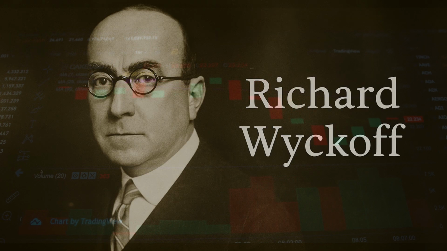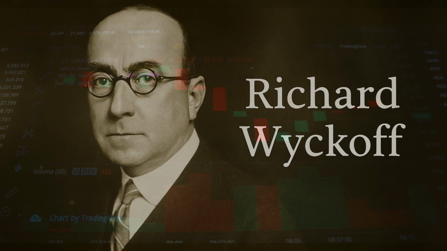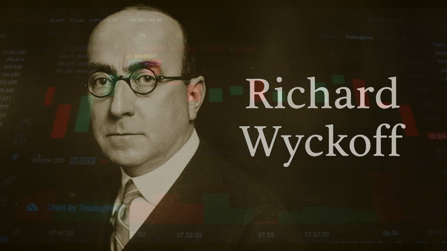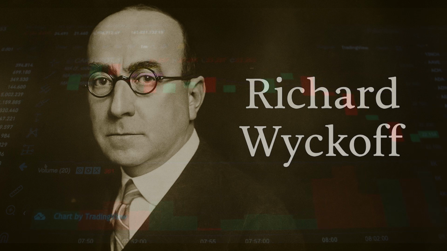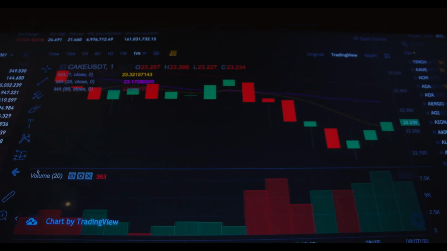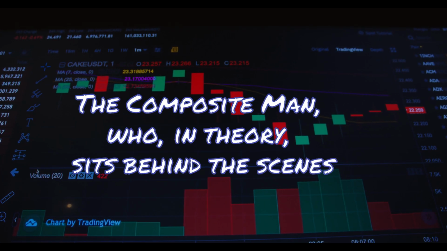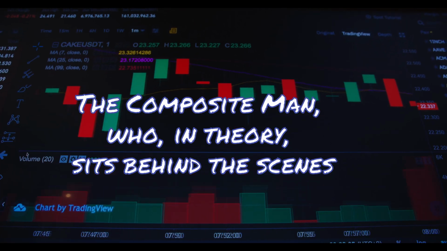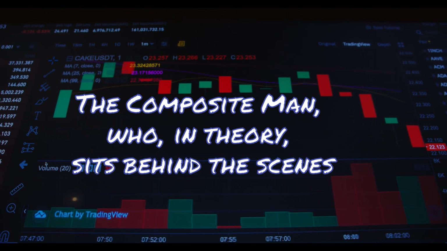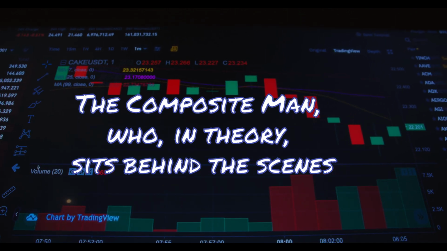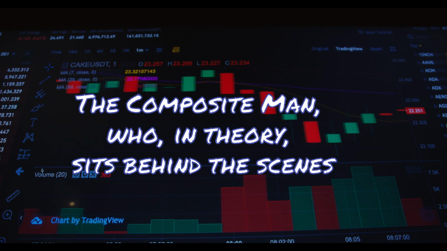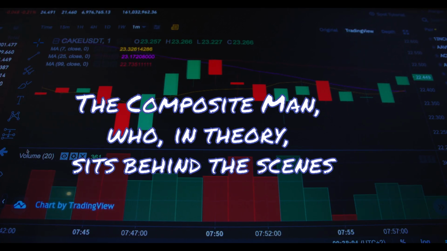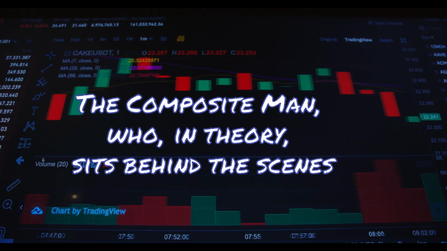In the words of the man himself, all the fluctuations in the market and in all the various stocks should be studied as if they were the result of one man's operations. Let us call him the composite man, who, in theory, sits behind the scenes and manipulates the stocks to your disadvantage if you do not understand the game as he plays it, and to your great profit if you do understand it.